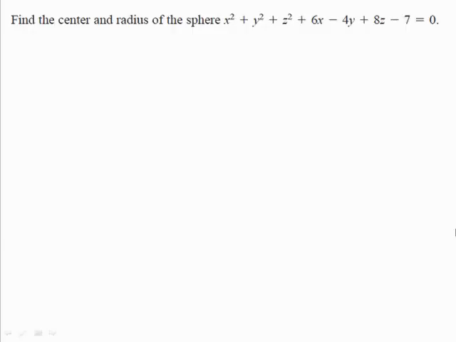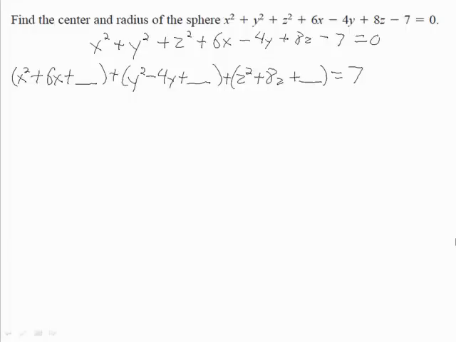Find the center and radius of the sphere x squared plus y squared plus z squared plus 6x minus 4y plus 8z minus 7 is equal to 0. To obtain the standard equation of this sphere, complete the square as follows. Add 7 to both sides and group terms with the same variable.